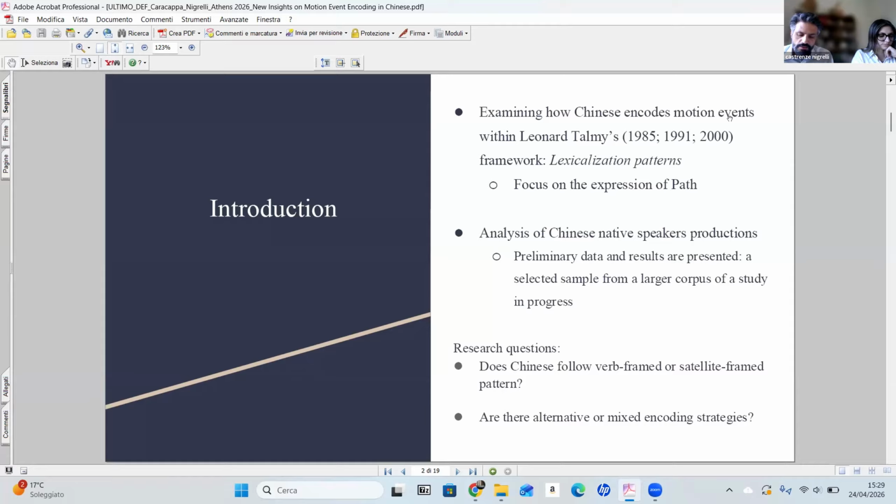Through the analysis of native speaker productions, the aim of the study is to explore how Chinese encodes motion events and to understand whether it predominantly follows a verb-framed or a satellite-framed pattern, or rather exhibits alternative or mixed strategies. In particular, we are going to present only some preliminary results of the analysis of a selected data sample belonging to a larger corpus of a study that is still in progress.